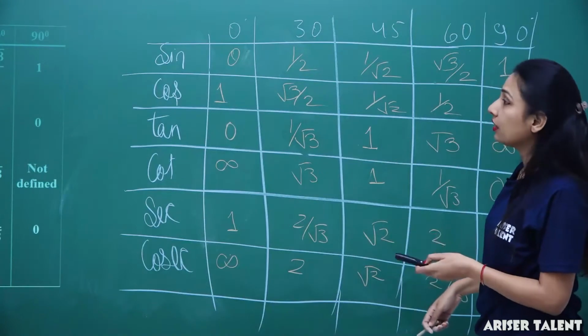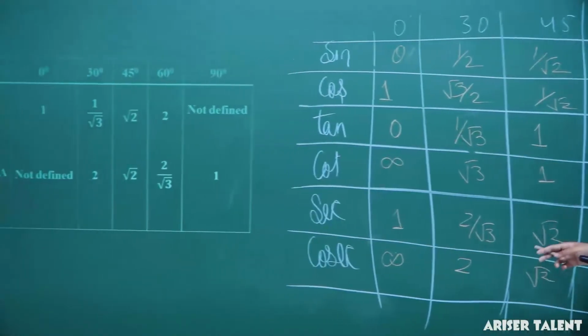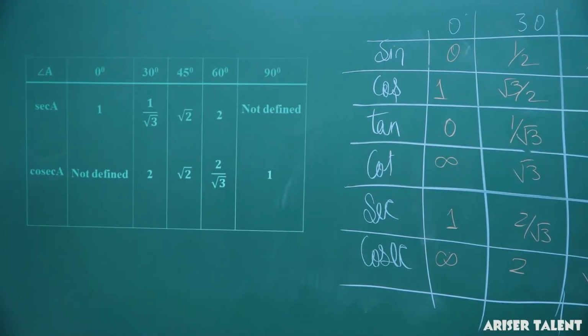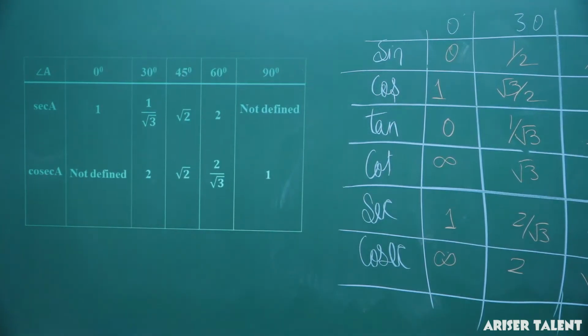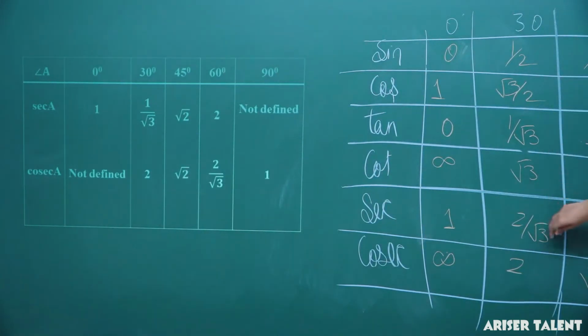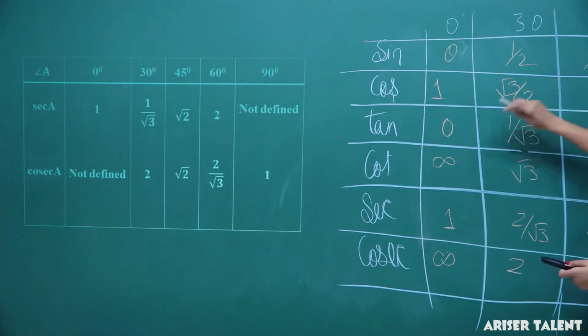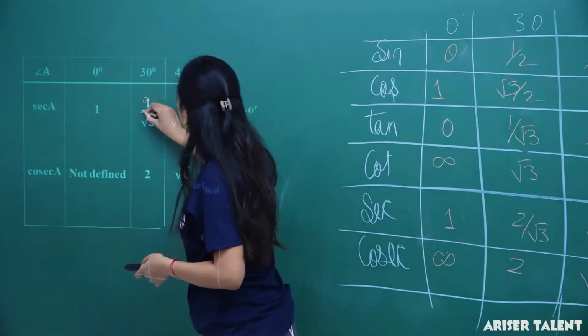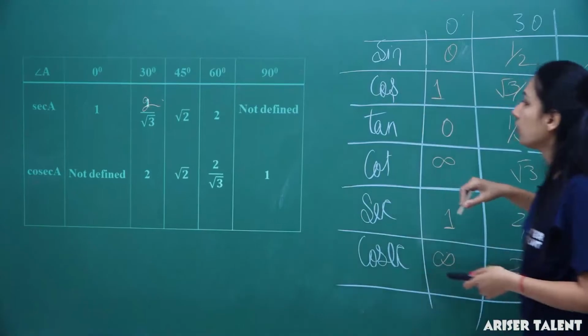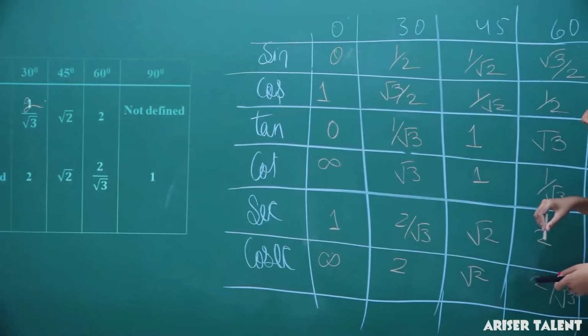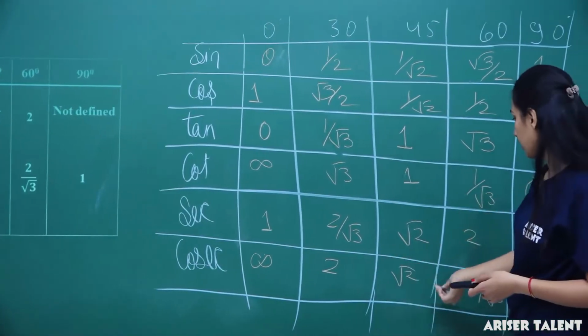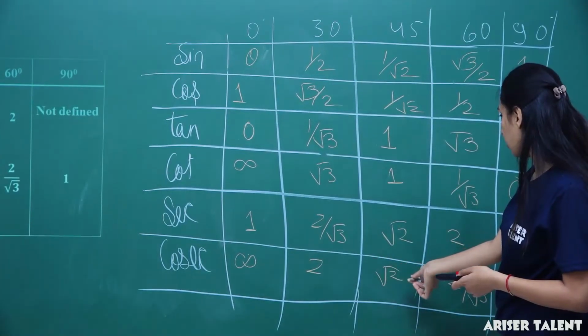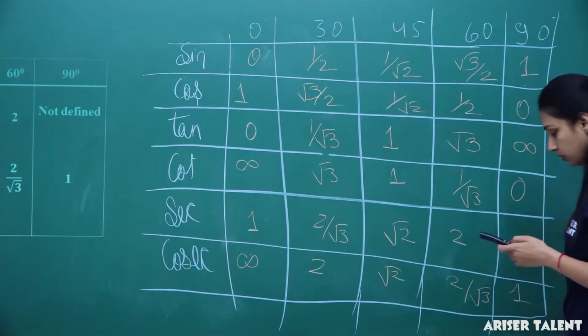And after that, if you talk about sec and cosec, the value is 2 by root 3. I have talked about this earlier also. Correct this value, that is 2 by root 3, not 1 by root 3. Okay.